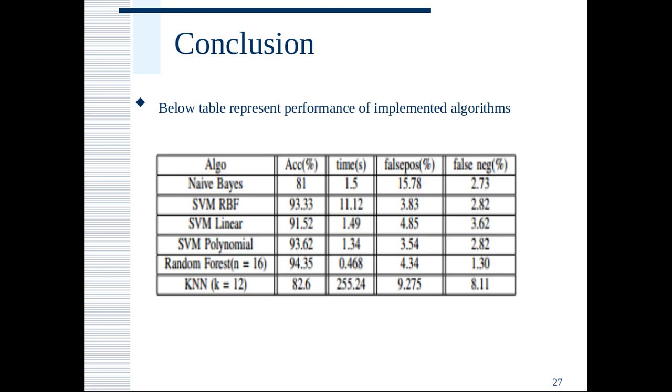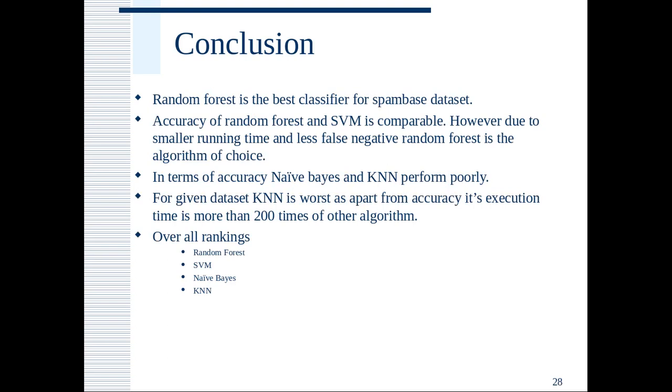Now let us conclude. The test results for all the algorithms are tabulated below. From this we can conclude that random forest is the best classifier for the spam-based dataset because the accuracy of random forest and SVM is comparable. However, due to smaller running time and less false negative, random forest is the algorithm of choice.